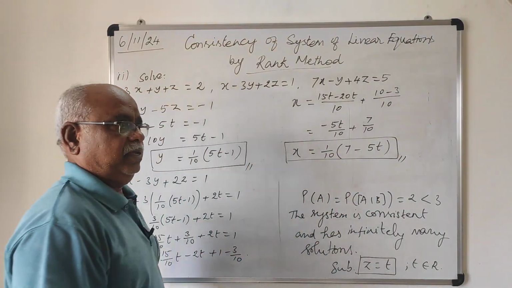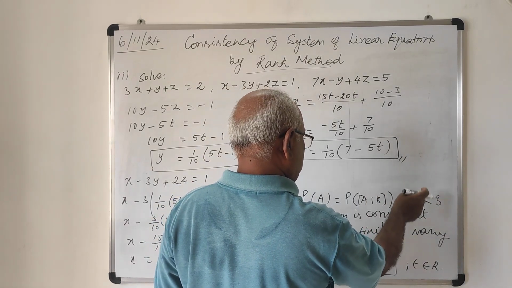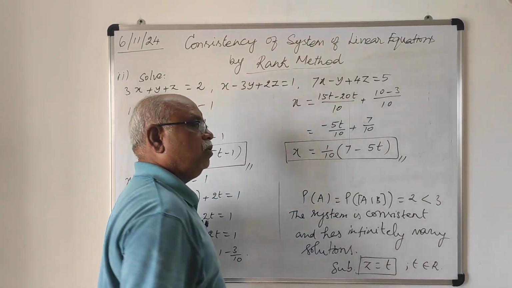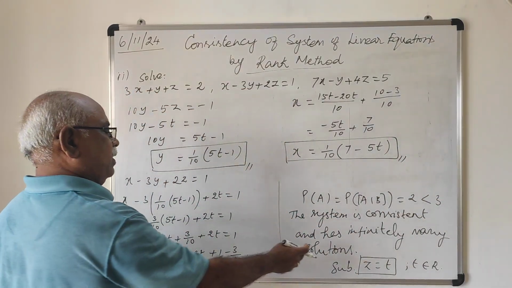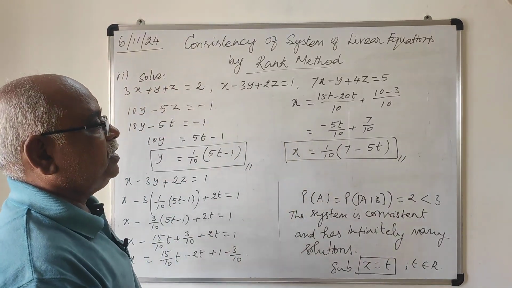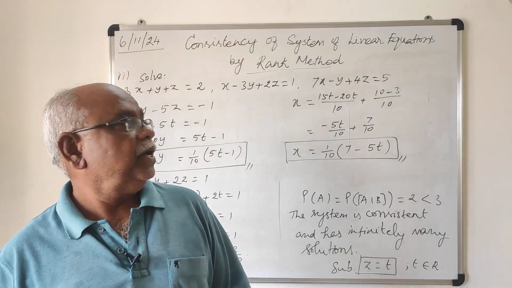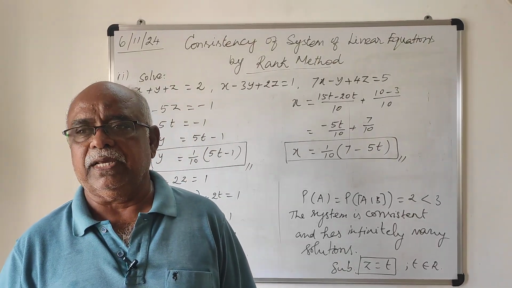So if the rank is equal but less than the number of unknowns, then in that case we substitute z equal to t. Using that value z equal to t, you can find y and x. These are the solutions for the system of given equations. That's all about the problem, and I will continue the remaining problems in the next video. Thank you.